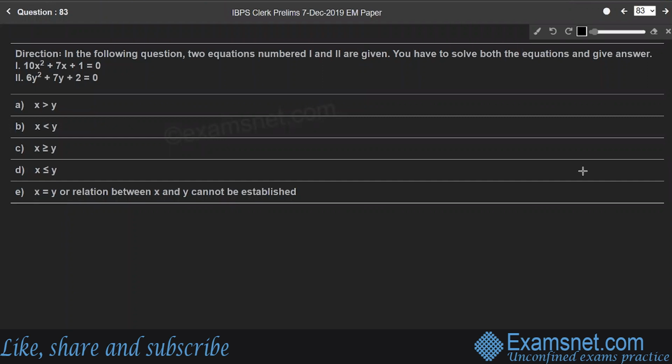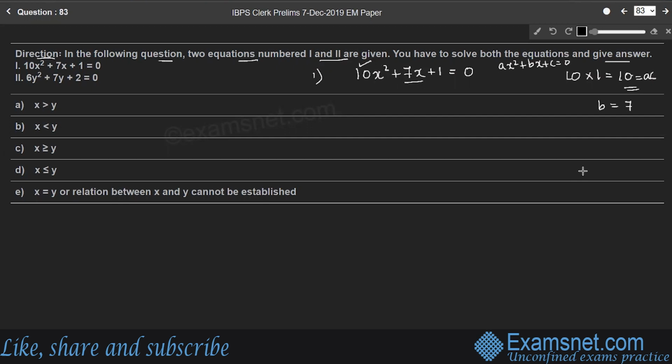Question 83. Here is the direction. In the following question, two equations numbered 1 and 2 are given. You have to solve both the equations and give the answer. So the first equation is 10x square plus 7x plus 1 is equal to 0. As in the previous question, here also we are going to split the middle term, so the coefficient of the first term, which is 10 into 1 is equal to 10. So, which is equal to AC, where B is 7. Because the equation is in the form of AX square plus BX plus C is equal to 0.